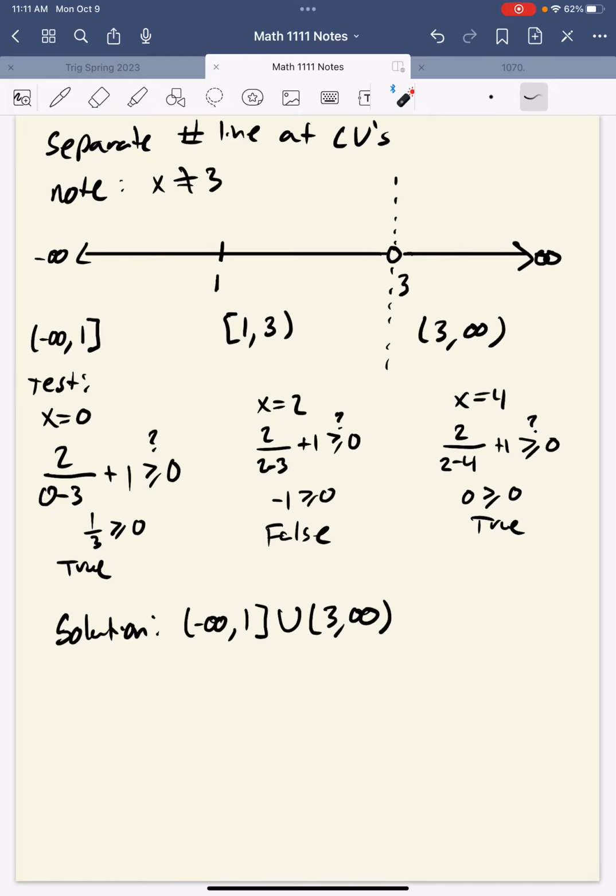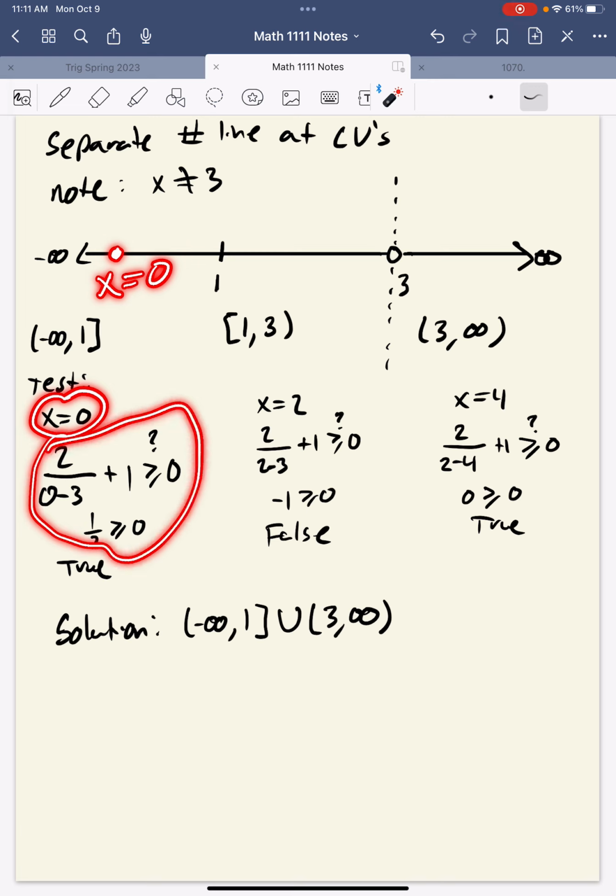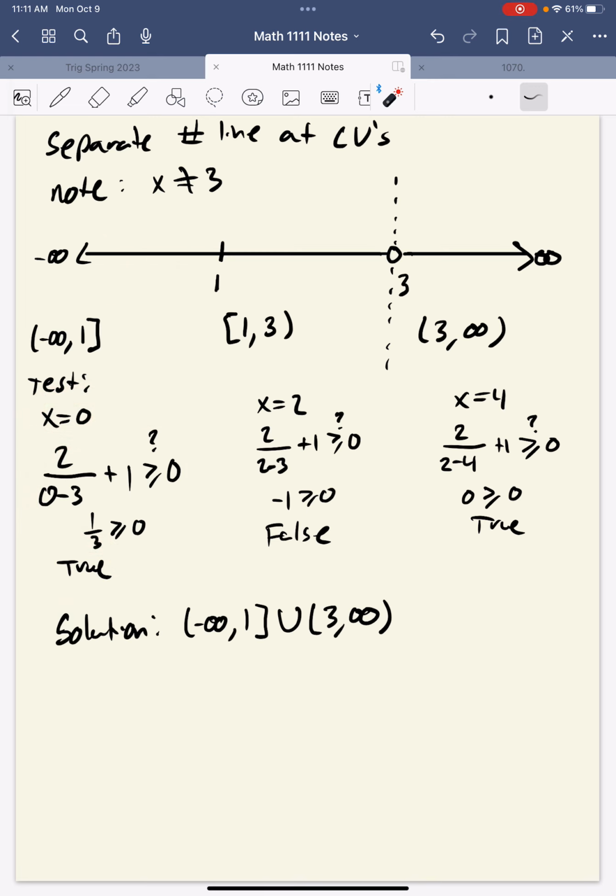Then we need to identify the intervals. Negative infinity to 1 with a bracket. Since the original has a greater than or equal to, a bracket is appropriate there. Bracket 1 to 3, parentheses next to the 3, since 3 is not included in the domain. And then parentheses 3 to infinity. Then we're going to pick a test value in each interval, plug it into the original, and see if we get a true statement or a false statement.